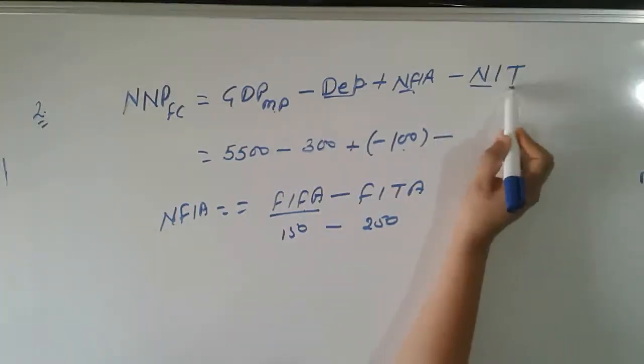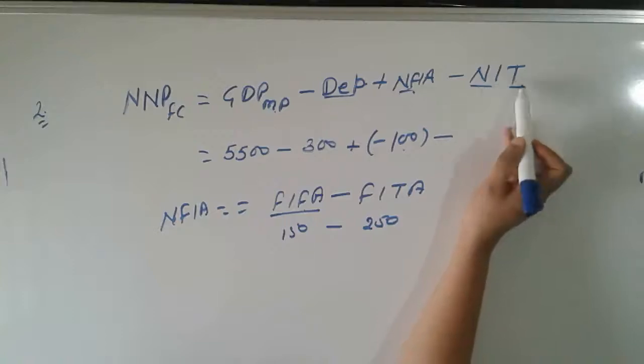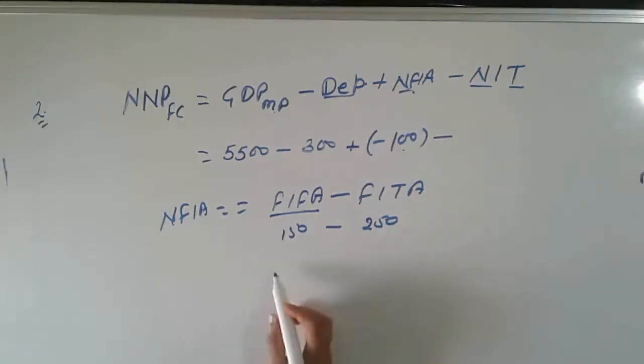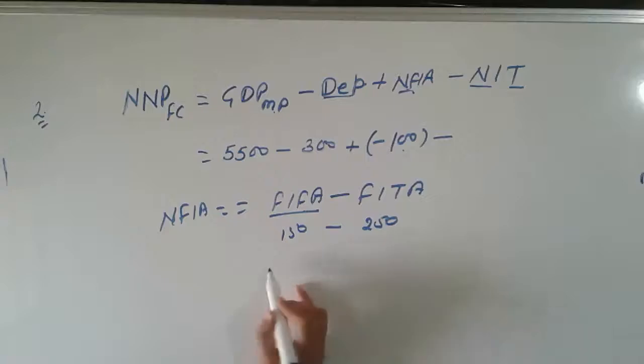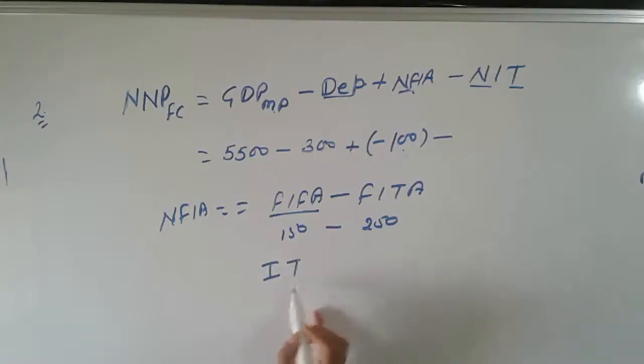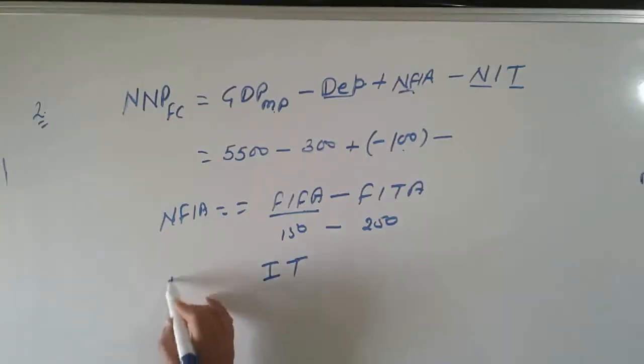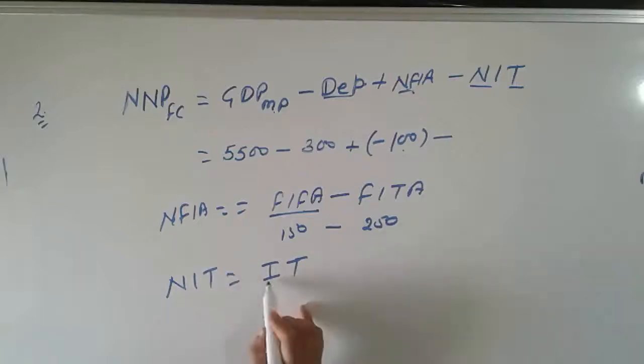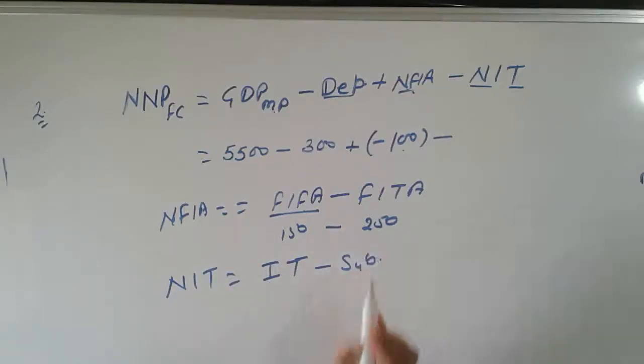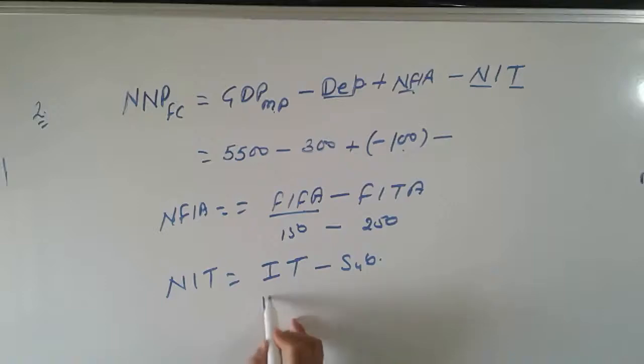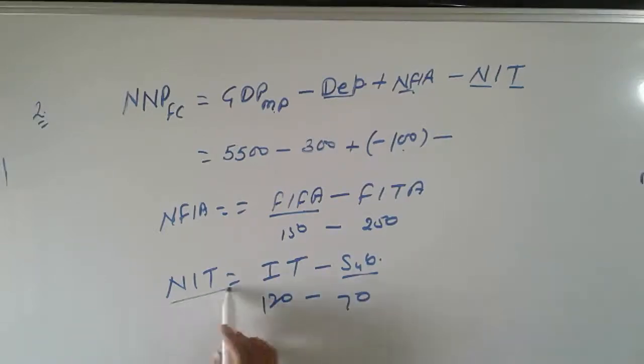Next, net indirect tax. In the question we are not given NIT directly, but we are given GST and subsidies. We know that the formula to calculate NIT is indirect tax minus subsidy. So indirect tax, that is GST, is 120 and subsidies are 70. So the net indirect tax is equal to 50.